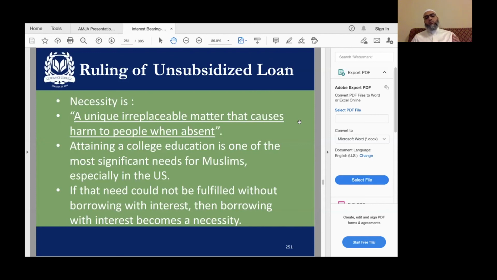If this is the only opportunity for you to pursue higher education, then you can go ahead and apply for an unsubsidized loan based on the definition of al-darura, a unique, irreplaceable matter that causes harm to people when absent. You will be harmed if you do not borrow money with interest for education purposes. You can survive, but you will be harmed, and there is no other alternative, right? There is no subsidized loan. There are no grants. There is no financial aid or scholarship, especially for the graduate students, especially for the students in the school of medicine or medical school. They cannot afford it. It's extremely expensive, so they have no choice but to borrow money with interest, which is halal in this way.